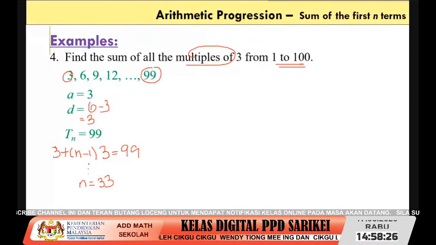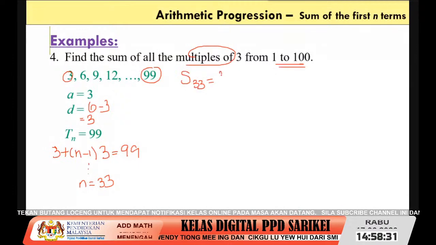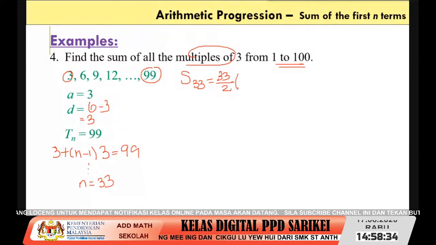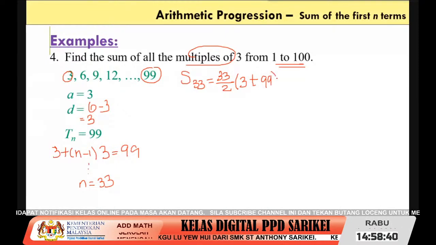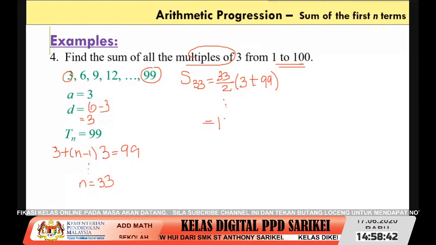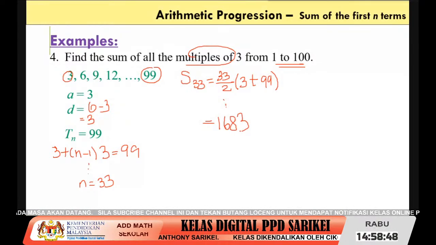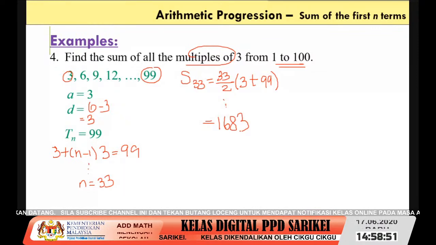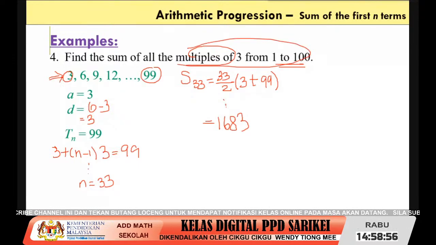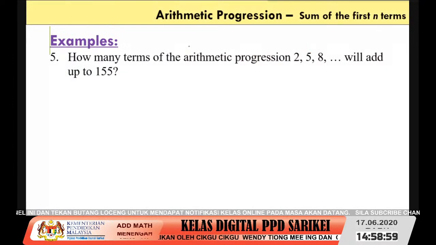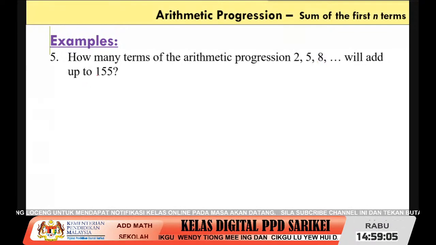Altogether, 33 terms. So we want to find the sum. The sum of 33 terms equal to 33 over 2, the first term is 3, the last term is 99. So the answer is 1683. Soalan dia, kalau yang simple question, actually it's the same. Just the way they ask you. Okay. Kadang-kadang kami bagi you sequence. Sometimes we just use like this. It's the same.